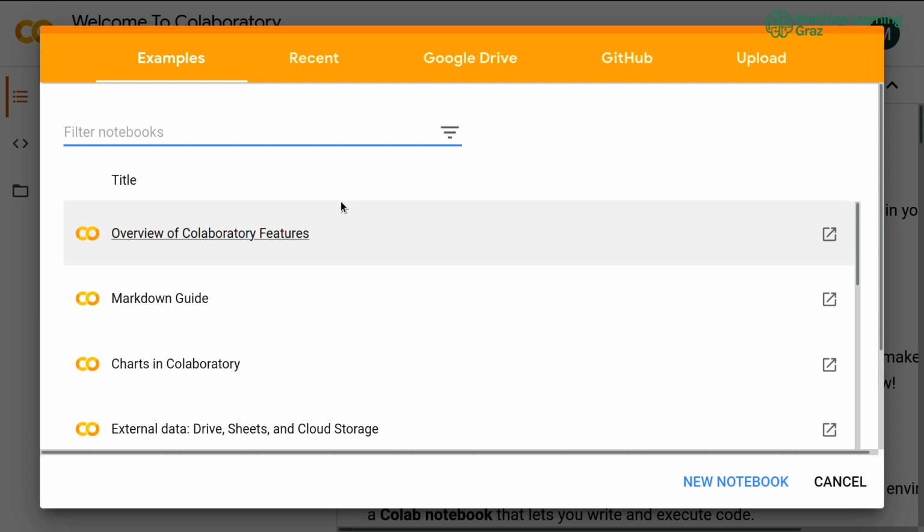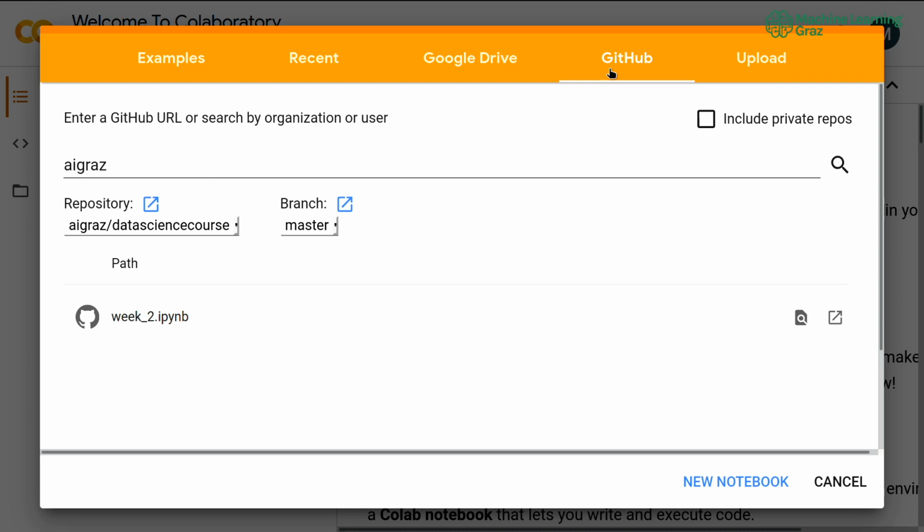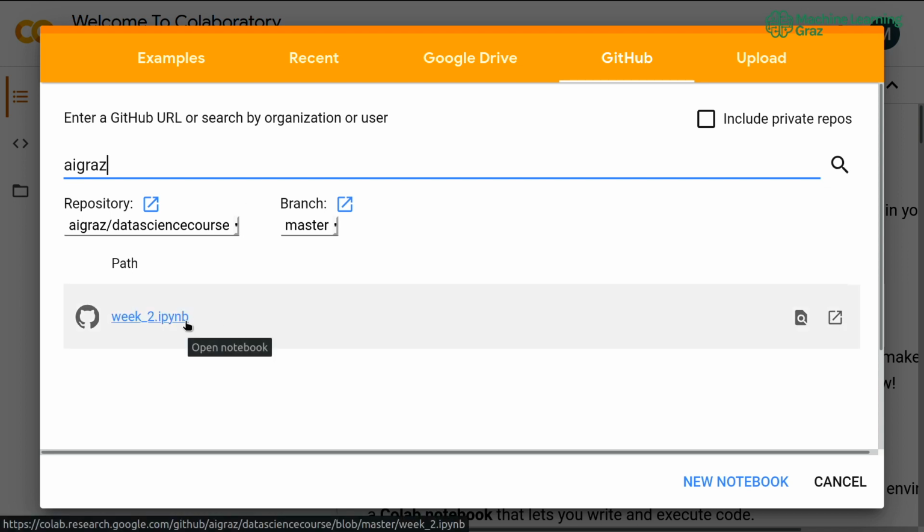Now, if you manage to open it up, there are only 2 more tasks we have to do. First, press on the GitHub tab. After that, write in the search bar, AI grats, that is AI grats together. If you press enter, you will see exactly this file over here.